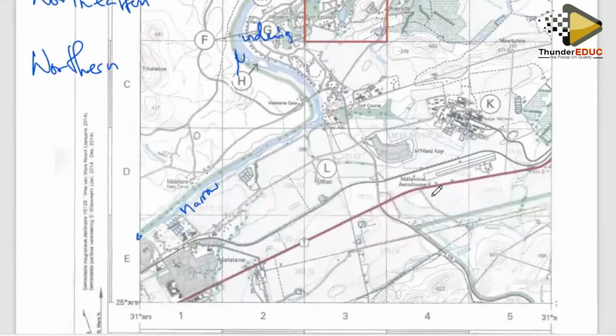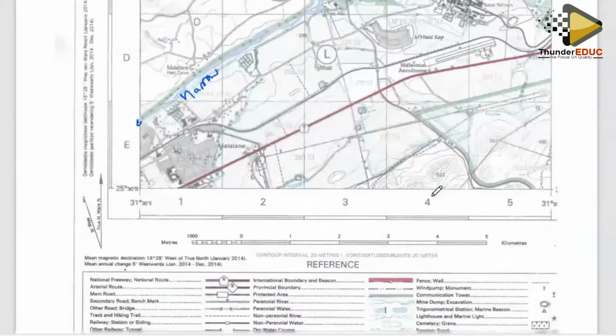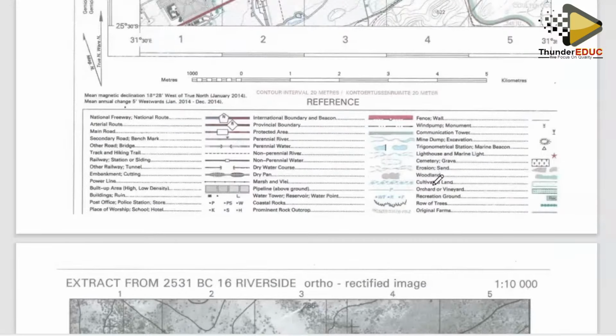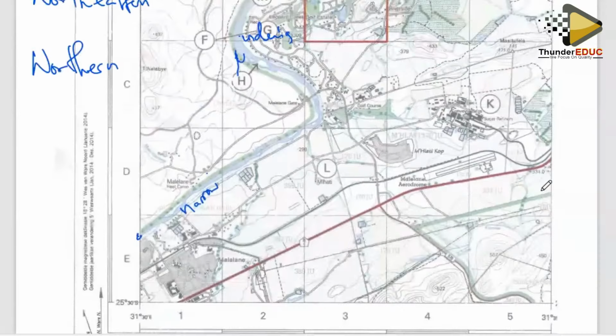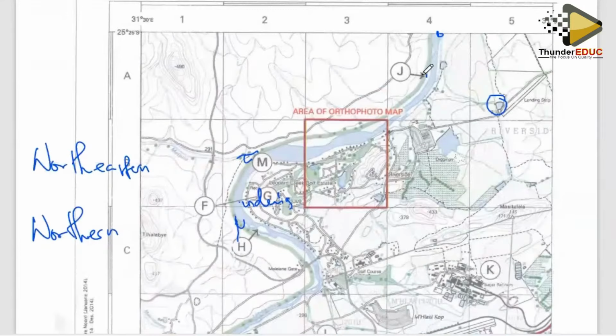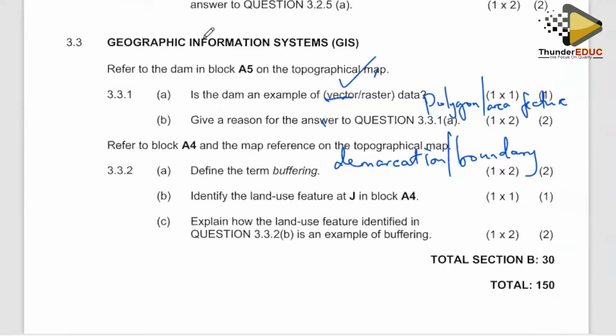We go to our map key. We can see this area, the green shade, is representing the woodland. So basically, we can safely conclude that this area here around the river is a woodland. It's a woodland.